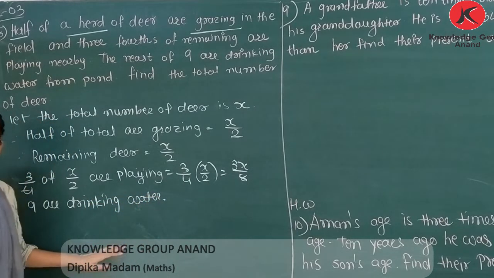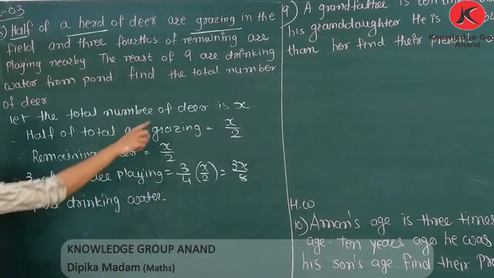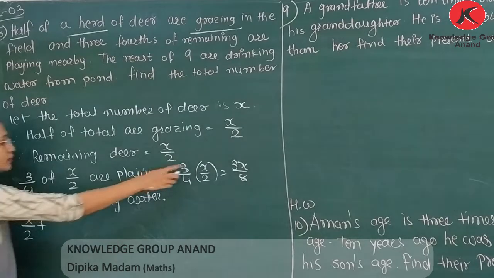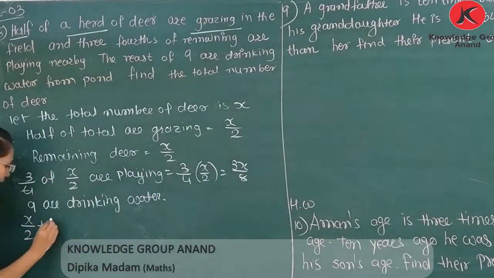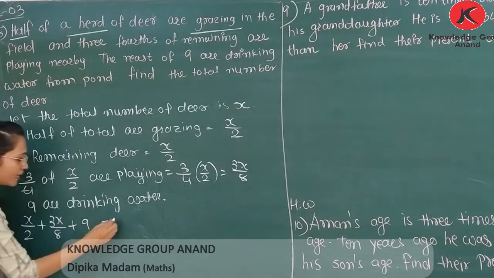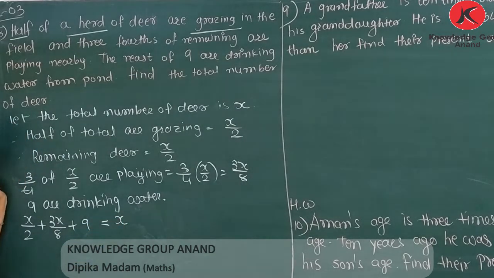So find the total number of deer. We can write X by 2, the deer grazing, 3X by 8, that is playing, and 9 are drinking water, and that is equal to the total number of deer. We can write this equation. From the total number of deer, X by 2 are grazing, 3X by 8 playing, and 9 are drinking water. Now we have to solve this equation.